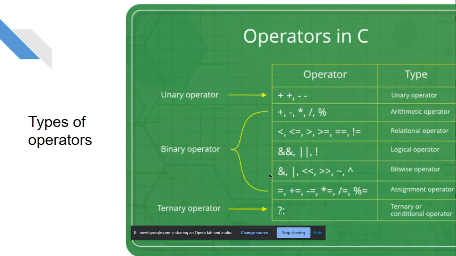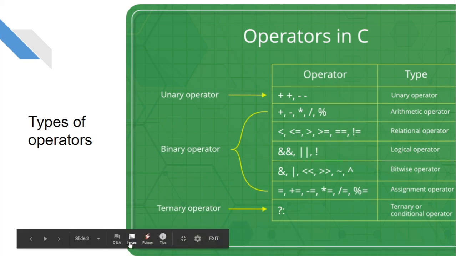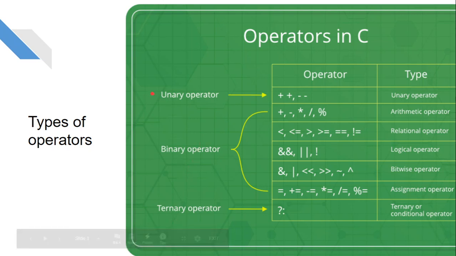Now I can also use the pointer here. This is the pointer option. I can hide this for now, and then just choose the pointer option and give the point. I will explain using this pointer.